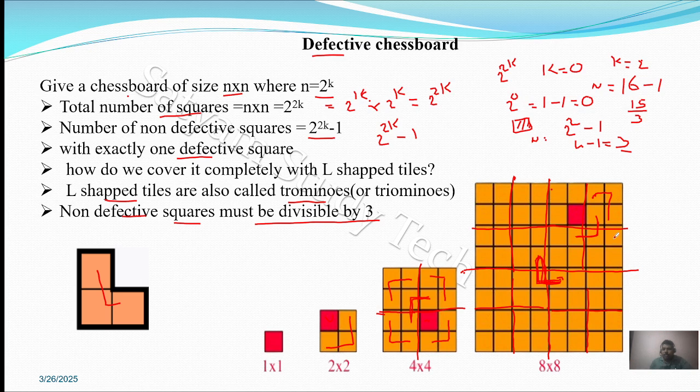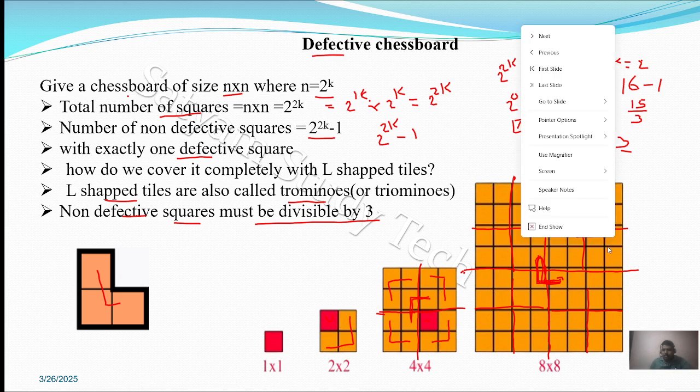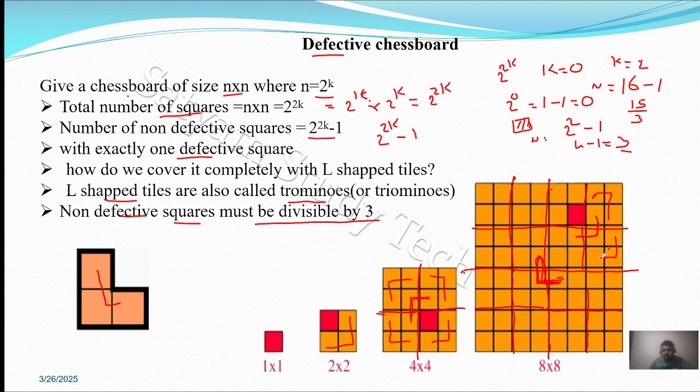Here also you can fill with non-defective one, L-shaped symbol here also. Here also filled with L-shaped symbol. Here also filled with L-shaped symbol. Okay, this problem is solved.